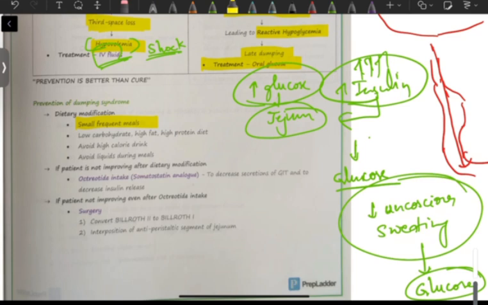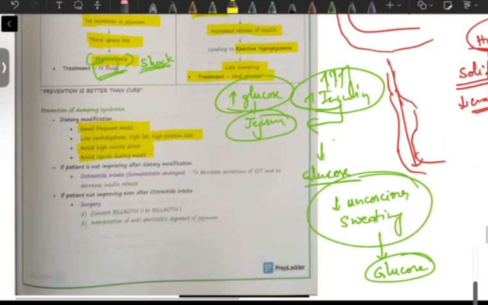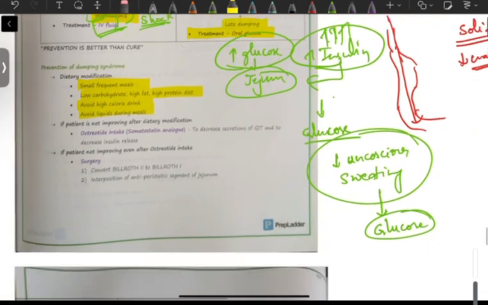So take small and frequent meals, give your body time to adjust. Okay, low carbohydrate, high fat, high protein diet. Carbohydrates are the first to get absorbed. So with low carbohydrates, high fat and high protein, it will take time for digestion and it will prevent dumping syndrome. Okay, avoid high calorie drinks and avoid liquids during meals, because liquids directly pass into the duodenum, whereas solid foods will buy time. Okay, if the patient is not improving after dietary modification, we will have to give him octreotide, which is a somatostatin analog, which will decrease secretions of the GIT and it will also decrease insulin release.